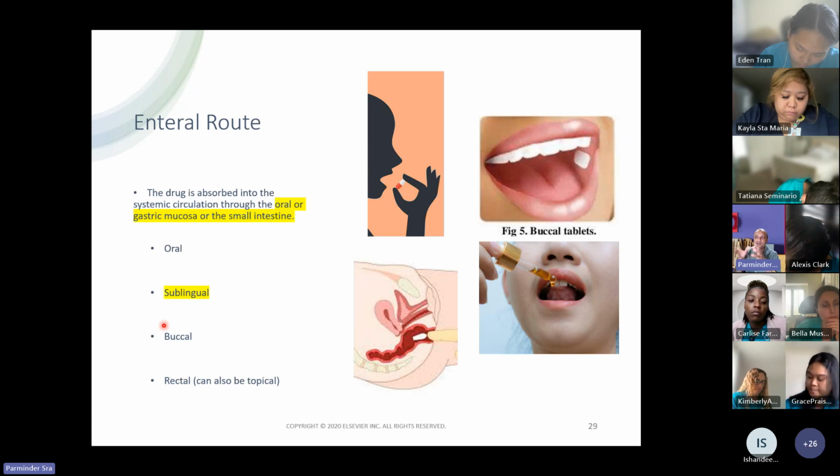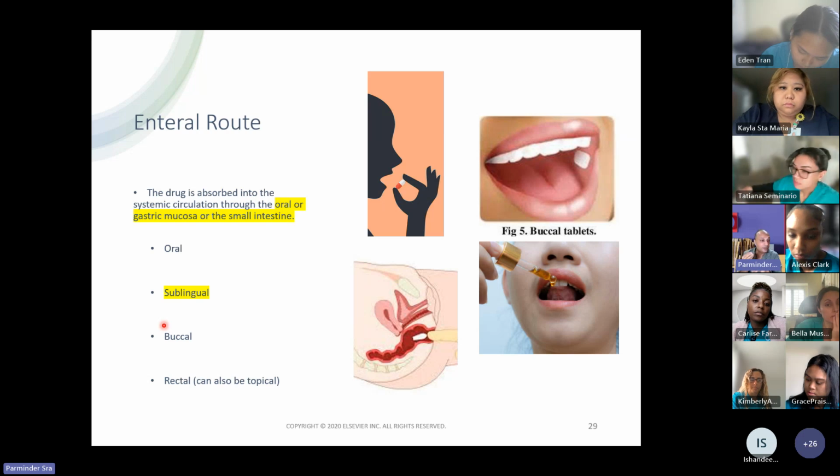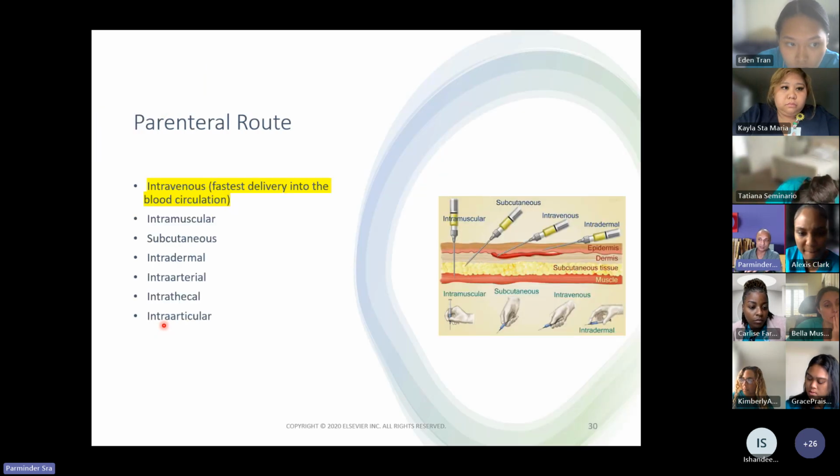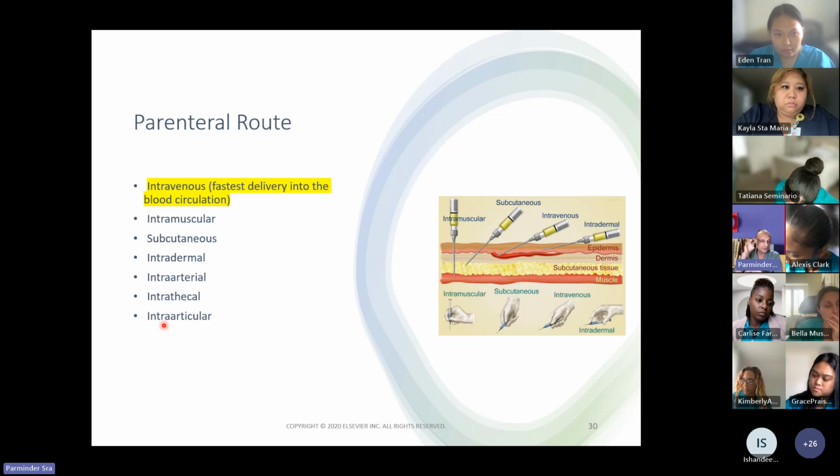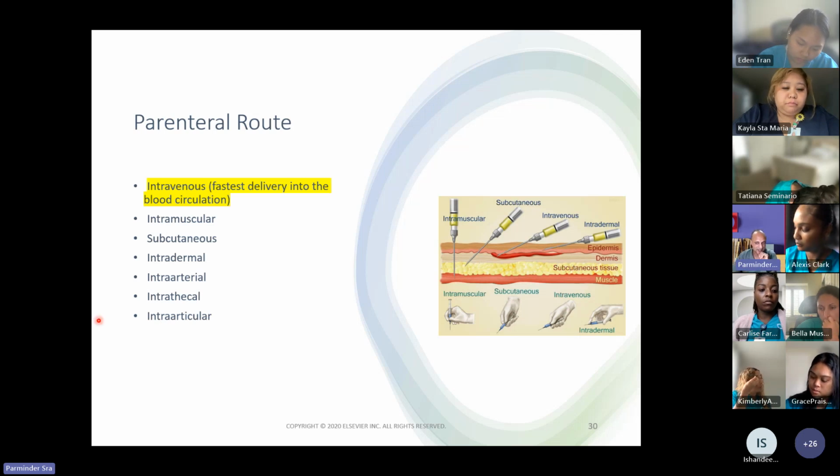Okay. So now there are different types of formulation. It could be tablet, capsule, sublingual, buccal, rectal. All these are enteral routes. On the other hand, the parenteral includes your IV, intramuscular, sub-Q, intradermal, and all those. Now, once again, if somebody asks you what is the fastest route, IV. The reason is it doesn't have to go through first pass metabolism in the liver. They bypass the first pass effect.